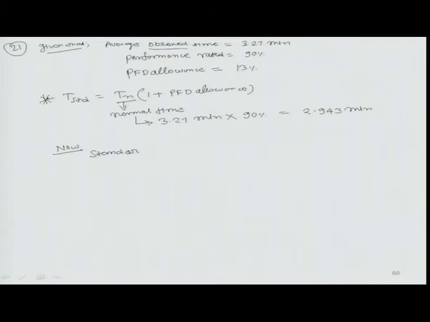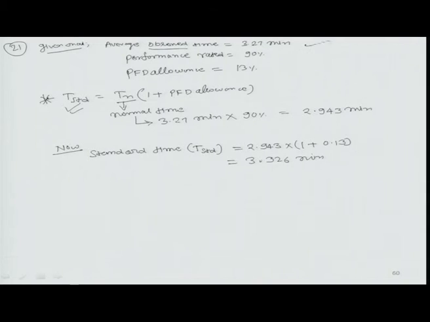Now standard time is equal to, we will use this formula. Normal time, which we calculated earlier as 2.943, multiplied by 1 plus 0.13, and that will be equal to 3.326 minutes. So we got the standard time as 3.326 minutes. Okay, this problem was based on the time standard.